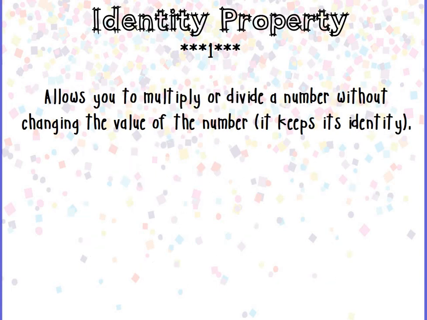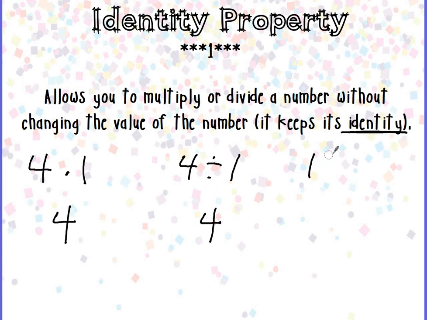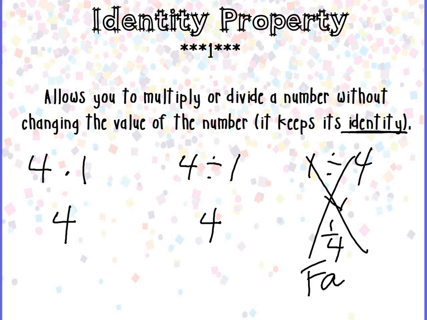Now I have the identity property of 1, which allows me to multiply or divide a number without changing the value of the number. So again, keeping the identity. So here, I can do 4 times 1, and that will give me 4. Or I can do 4 divided by 1, which gives me 4. I cannot start with the 1. It cannot be the dividend. It can only be the divisor, because this would give me 1/4. This is not going to work. This is false. Both of these are true.